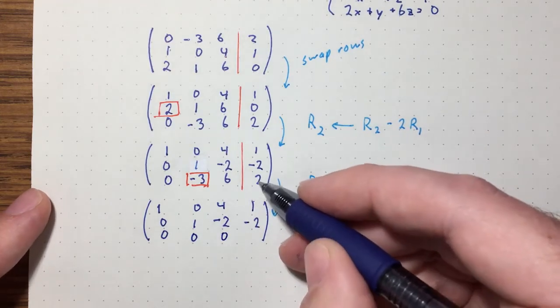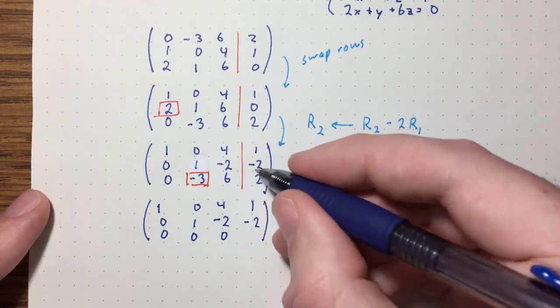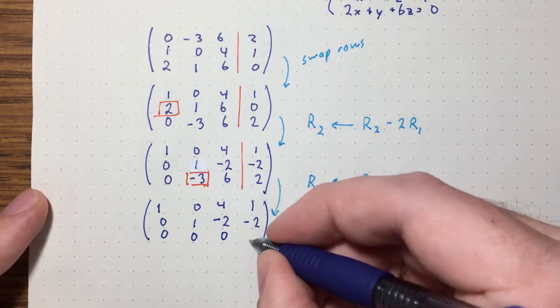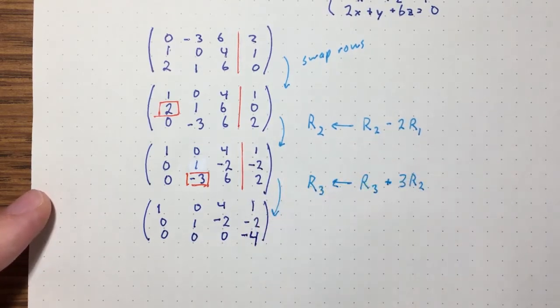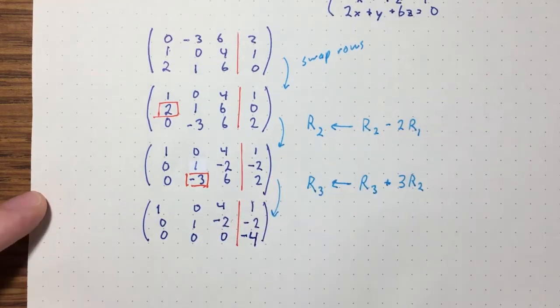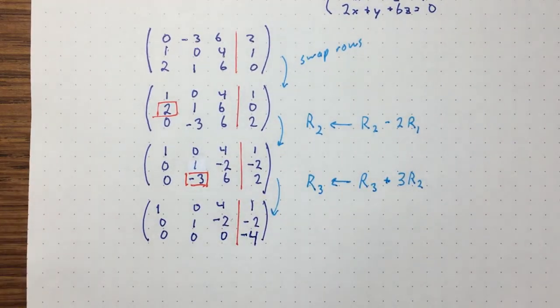Does this become a 0? 2 plus negative 6 is a negative 4. Okay, so there is my matrix. And I immediately see something out of the ordinary here, which is this third row.